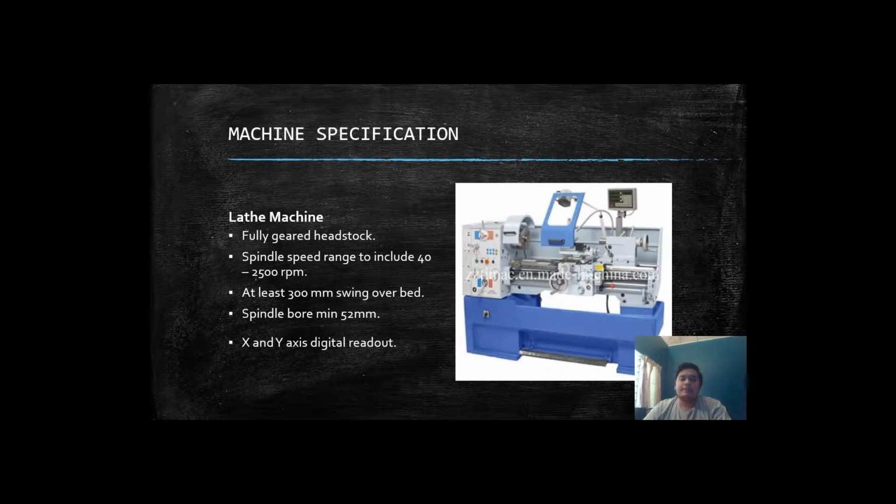Machine specification. First one is the lathe machine. It is a fully geared headstock. Spindle speed range includes 40 to 2500 rpm. At least 300 mm swing over bed. Spindle bore is 52 mm. SMIS digital readout.